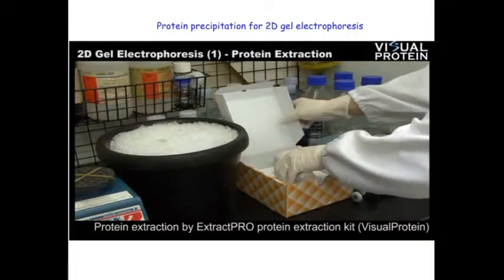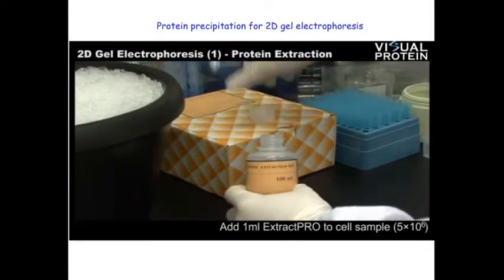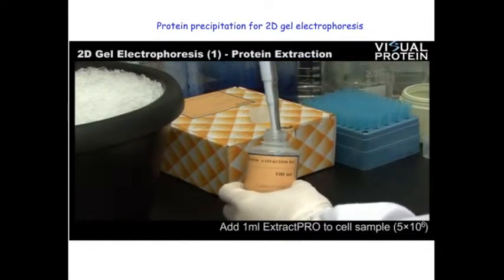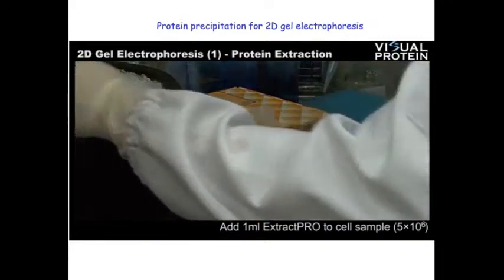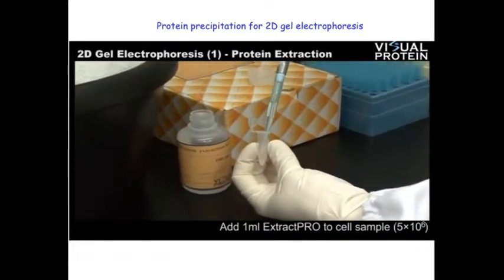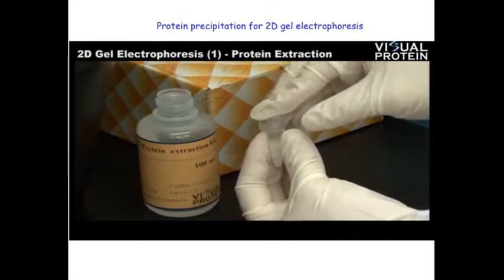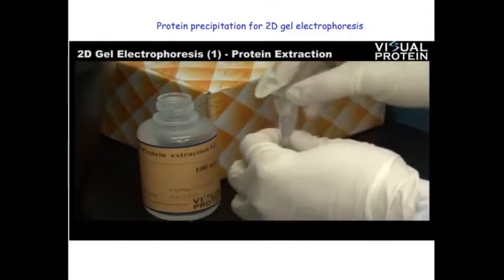So we have an Extract Pro protein isolation kit. We add 1 milliliter of Extract Pro to the cell samples. It has some reagents in it. They don't tell us what they are, because it's made by the company. They just keep it secret from us. Secret recipe by the protein company.